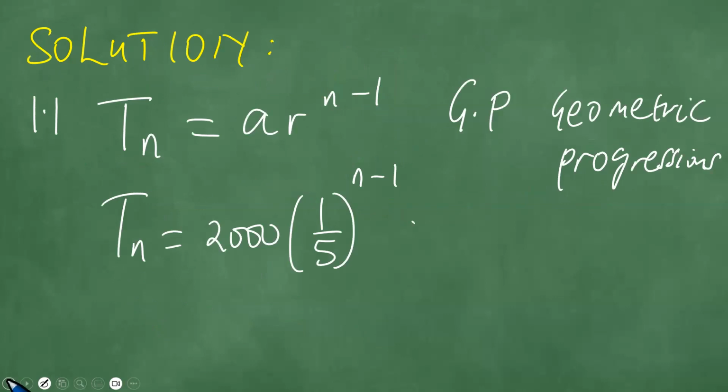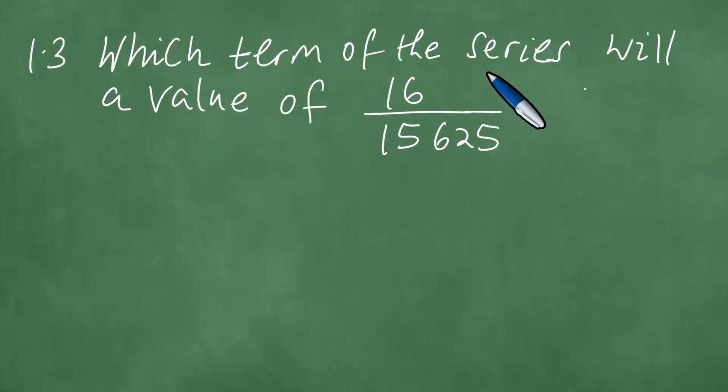Now the next question says, which term of the series will have a value of this? We have already found Tn for the series. We've already found T7 for the series. Which term of the series will have a value of 16 out of 15,625? Where do we start? I mean, how do we solve a question that says which term? What do they want? What are we supposed to look for in this question?